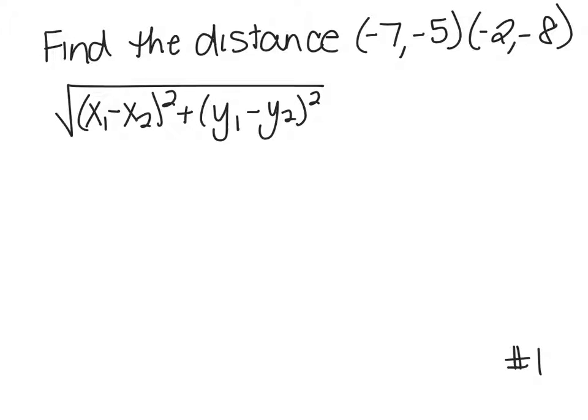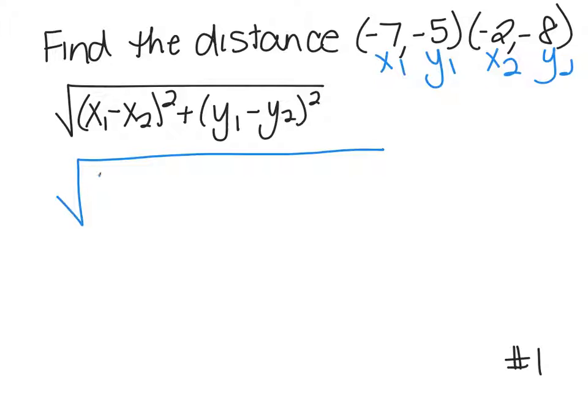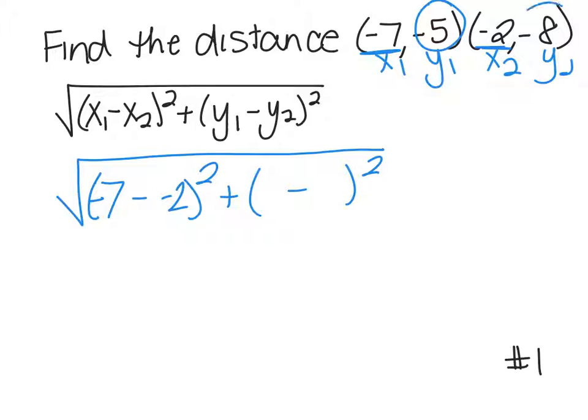To find the distance, we're going to use the distance formula. So first thing I'm going to do is label my points. X, Y, X, Y. This is 1, this is 2. So inside my square root, I'm going to take the x's, so I'm going to underline the x's and put -7 and -2. Plus, I like to put my negative in already, and then I'm going to take my y's, -5 and -8, and put them in that order.